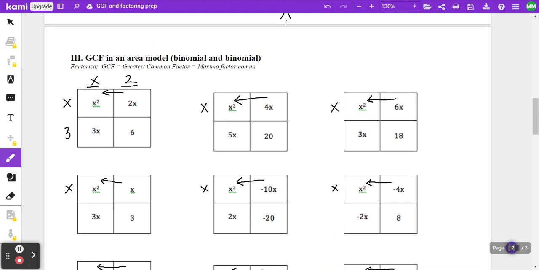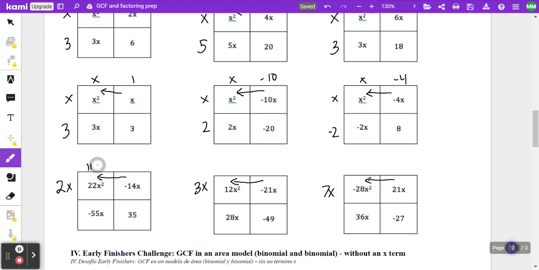Okay. And then after that, everything can fall into place. I've done this x, I can do the top. x and 4, and then down here is 5. x and 6, and down here is 3. x and 1, and down here is 3. x and negative 10, and down here is 2. x and negative 4, and down here is negative 2.